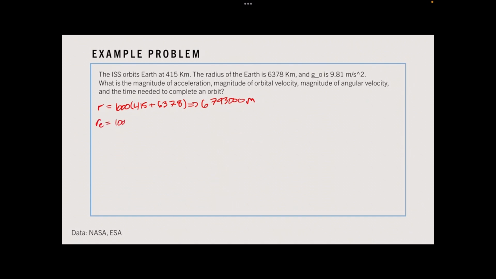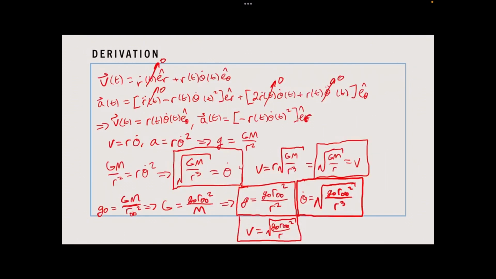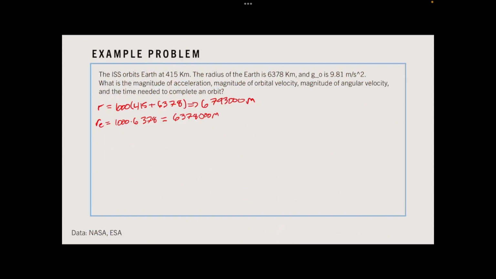And now we need to know the radius of the Earth in terms of meters. This is going to equal 1,000 times 6378, which is going to equal 6,378,000 meters. So now that we have everything in units that we like, we can actually use our equations from before to start solving this problem. So part one is asking for the magnitude of acceleration, which we know is just g.